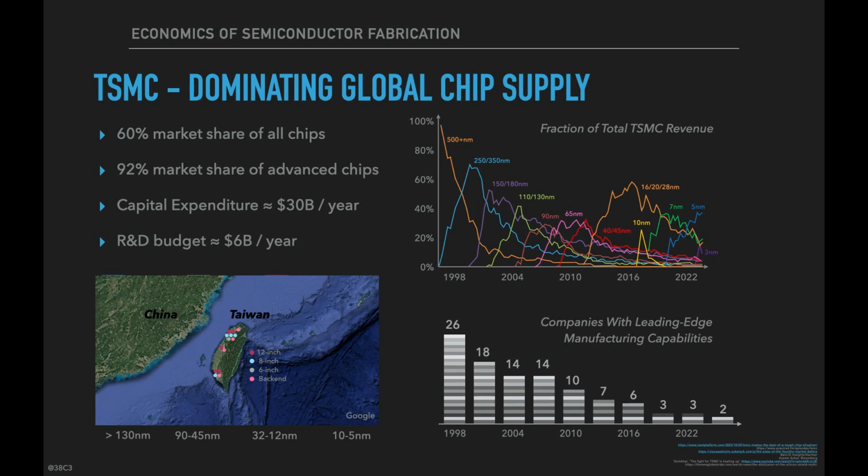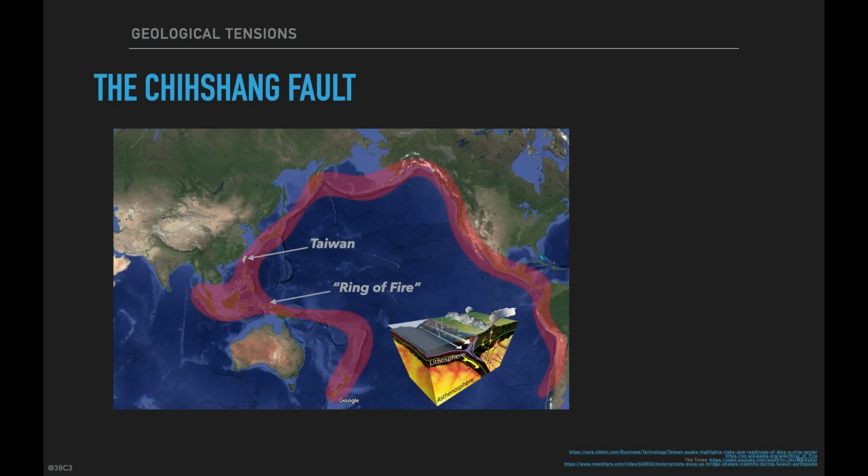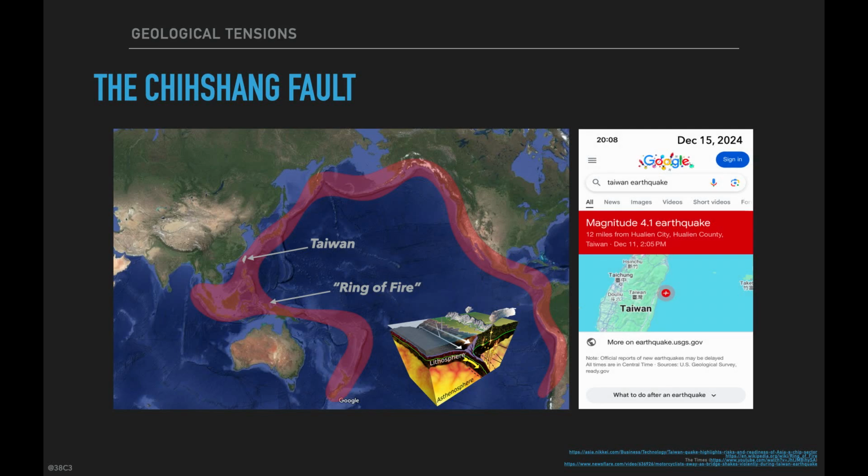Now you could ask, what could possibly go wrong? And I want to mention two things that come to mind. One of them, you've probably heard of the Pacific Ring of Fire, right? It's a region with a lot of earthquakes and volcanic activity. And when I did the research for this talk, it was December 15, I Googled on my phone Taiwan earthquake, and this was the Google landing page. So just a few days before, there was a 4.1 earthquake just across the coast.